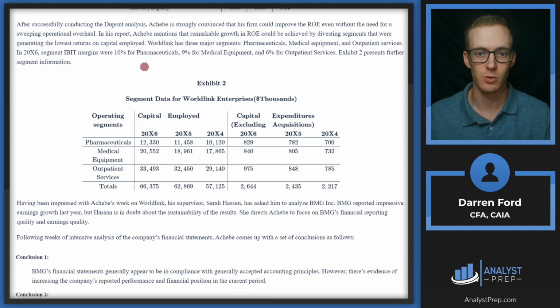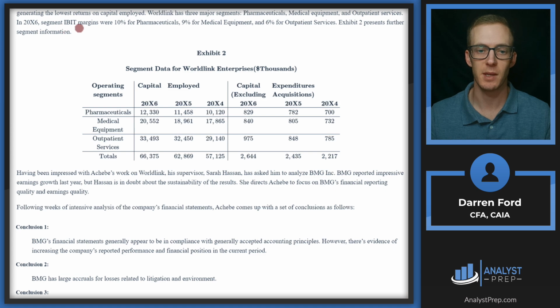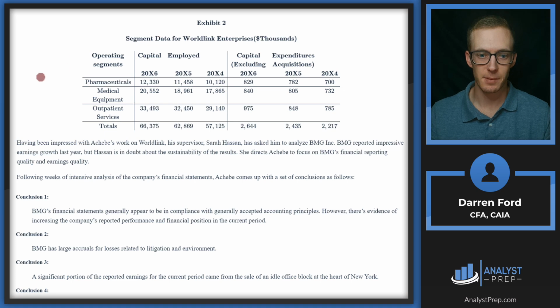After successfully conducting the DuPont analysis, Akibi is strongly convinced that his firm could improve the ROE even without the need for a sweeping operational overhaul. In his report, Akibi mentions that remarkable growth in ROE could be achieved by divesting segments that were generating the lowest returns on capital employed. WorldLink has 3 major segments: pharmaceuticals, medical equipment, and outpatient services. In 2016, segment EBIT margins were 10% for pharmaceuticals, 9% for medical equipment, and 6% for outpatient services. Exhibit 2 presents further segment information. We've got an exhibit here with that segment info.